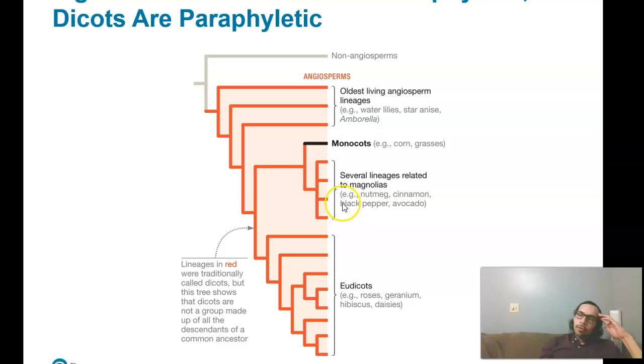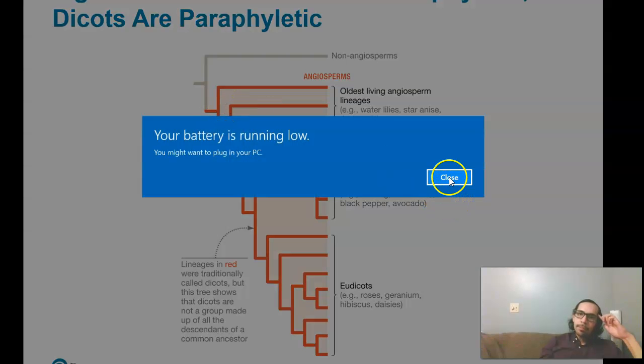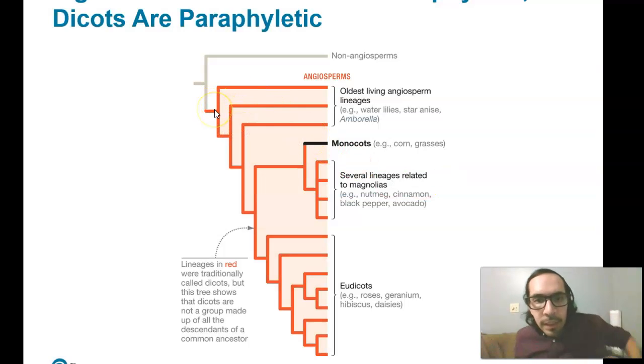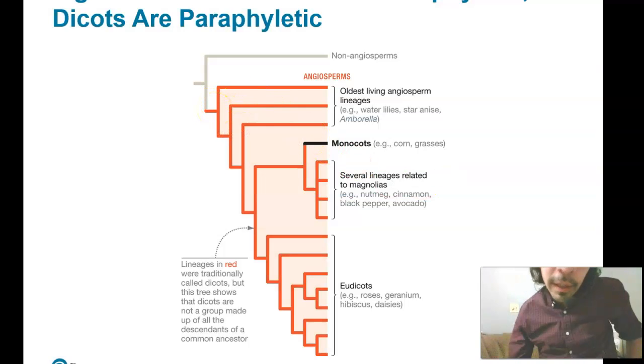Then there are other groups like the magnoliids. And there's an older group which are considered to be the oldest living angiosperm lineages up here, like water lilies and things like that. Before, the dicots were considered paraphyletic because they have a common ancestor, but they didn't include all of the descendants.